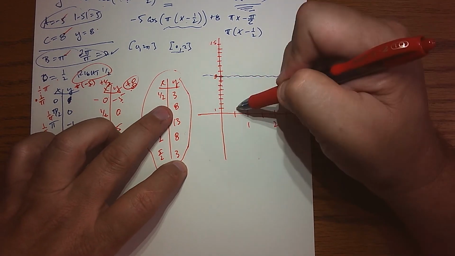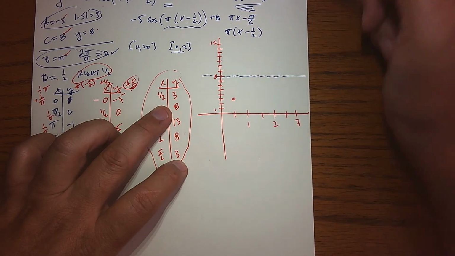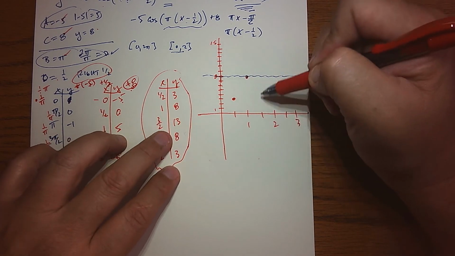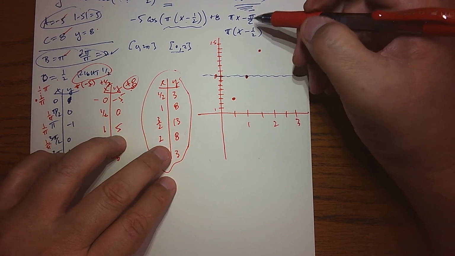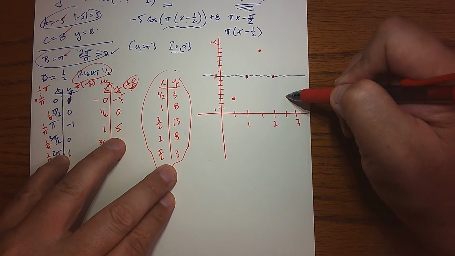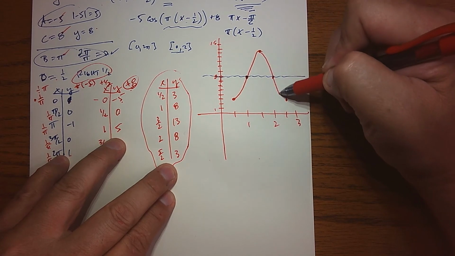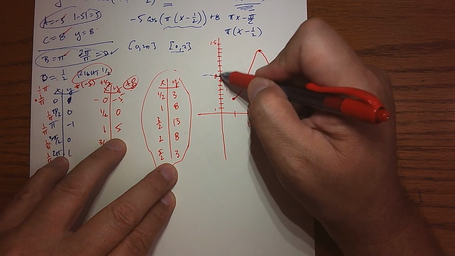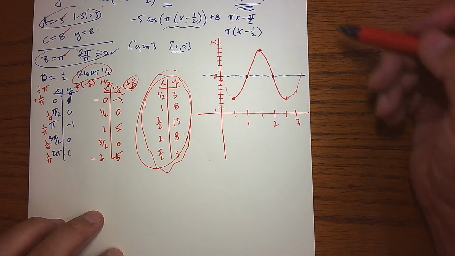So when I graph this, at 1/2 we are equal to 3. At 1, we're equal to 8. At 3/2, we're all the way to 13, which is about there. At 2, we're equal to 8, and at 5/2, we're equal to 3. So here is one cycle of this graph. Of course, we can continue on in this fashion and create more cycles, but there for sure is one cycle and all the data that's given.